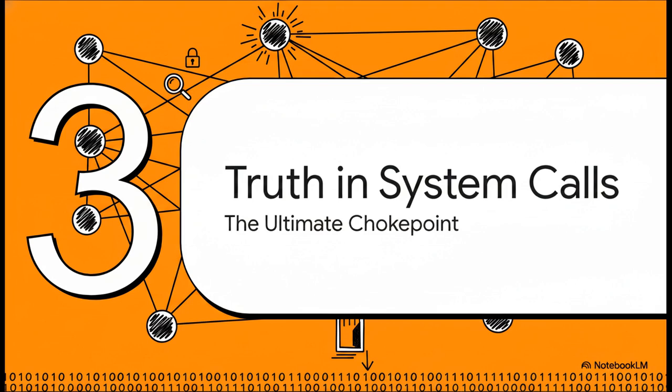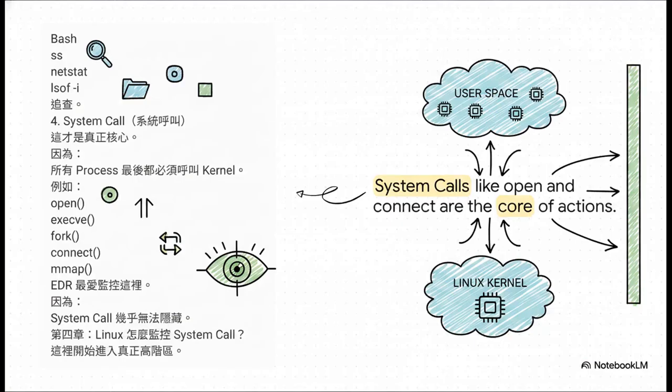Let's dive deeper with Section 3, the truth in system calls, the ultimate choke point. To actually catch this malicious behavior, we have to drop down to the lowest level of the system, the place where lies simply cannot be told. Every single process, no matter how stealthy or heavily disguised it is, eventually has to ask the Linux kernel for permission to interact with the hardware or the system. It does this via a system call. If malware wants to open a file, it must use the open syscall. If it wants to execute a new program, it uses execve. To create a network connection, it calls connect.